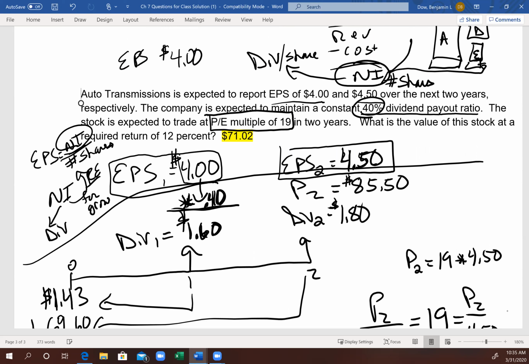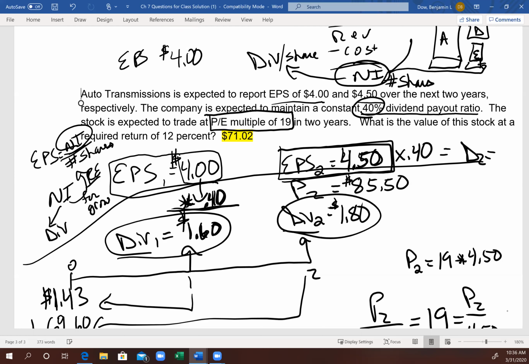$4.50 as a dividend. I mean, as earnings is what we're expecting. They're paying out 40% of that. So D2 is $4.50 times 0.4, which is $1.80.